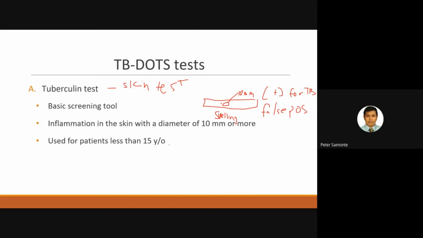Anyone here na may kamag-anak na nagka-TB, na-test na ng tuberculin, or nagkaroon na ng TB? Wala naman. Alright, that's good to hear.